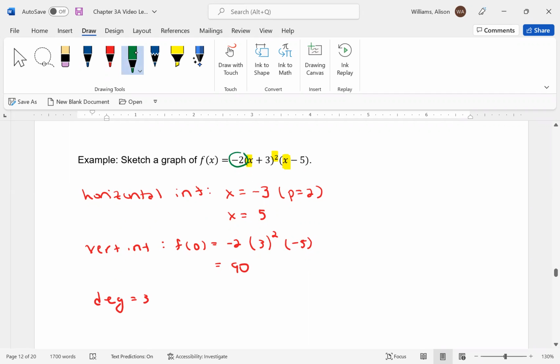There's a negative in the front. So that means it's going to mimic the negative x cubed function, which means as x goes to positive infinity, this thing is going to go the opposite. It's going to go to negative infinity. All right, f of x goes to negative infinity. And when x goes to negative infinity, f of x is going to go to positive infinity.